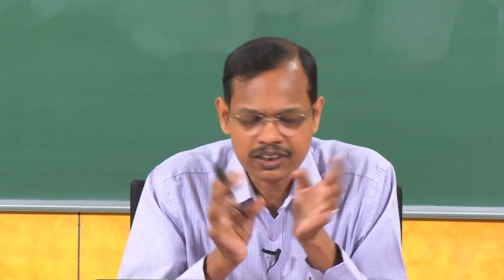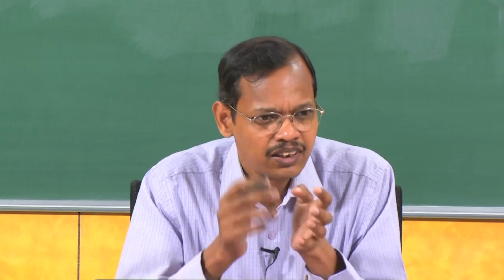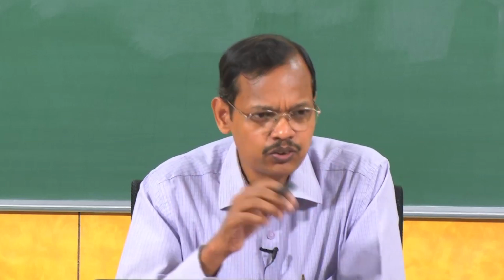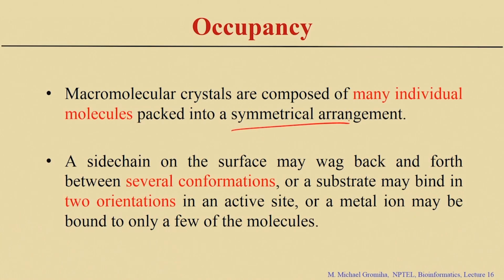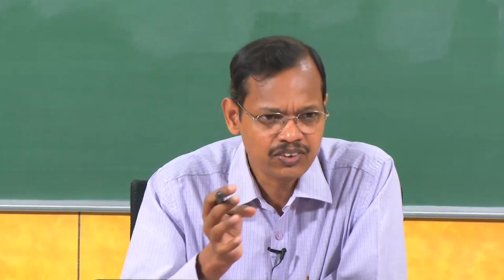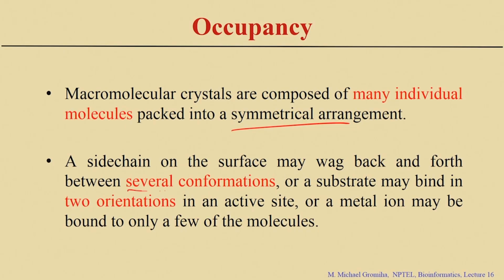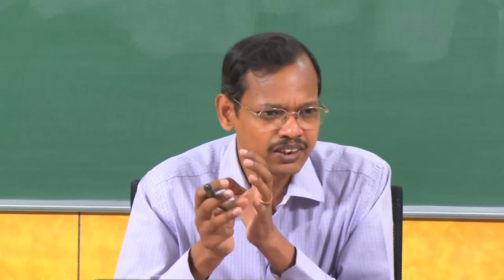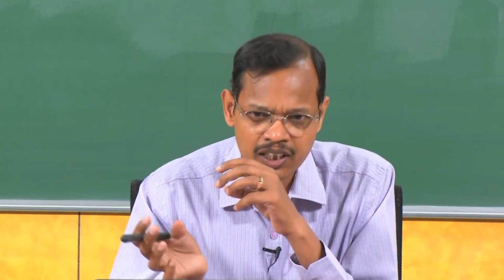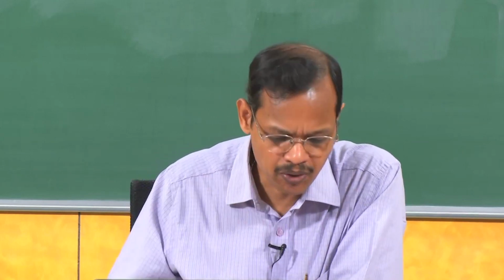So what is occupancy? If you look at these macromolecular crystals, they are composed of many individual molecules packed together in a symmetrical arrangement. In these structures, the side chain on the surface may move back and forth between several conformations. In this case, a substrate can bind at different orientations, either orientation X or orientation Y, in the active site, or the metal ion may be bound to only a few of the molecules.